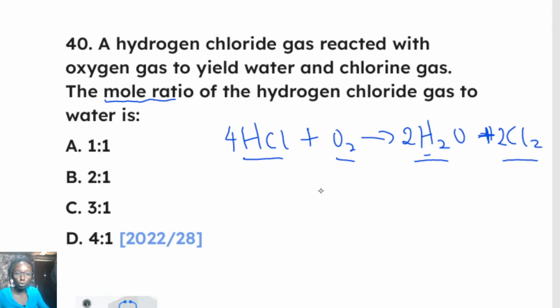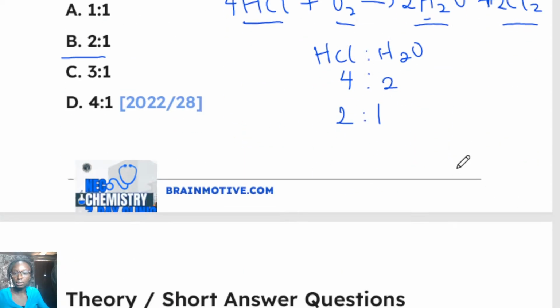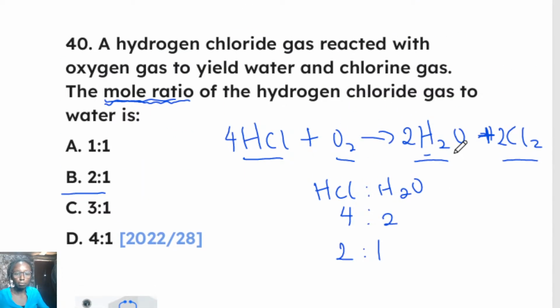Okay, so if we look at the mole ratio of hydrochloric acid to water, what we have now is 4 to 2, right? Don't forget to simplify this to 2 to 1. So our ratio is 2 to 1. That's all they asked us, the mole ratio, which is 2 to 1. Again, don't forget, if you're trying to calculate mole ratio, make sure you write the equation, and then balance it. That would really help you with finding the mole ratio.